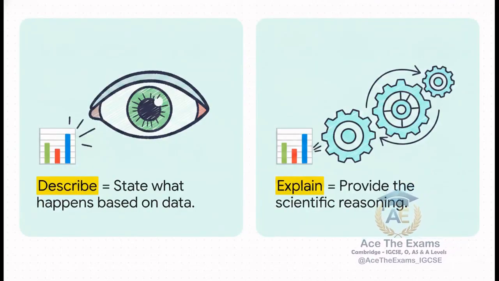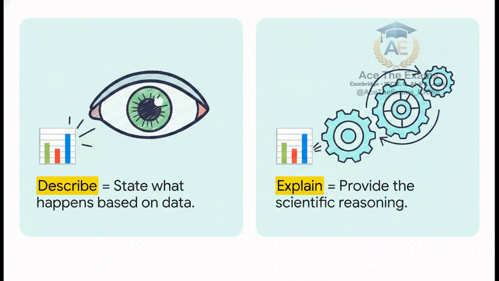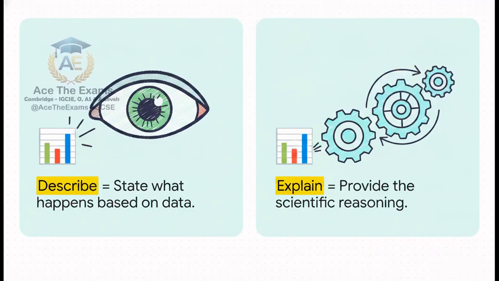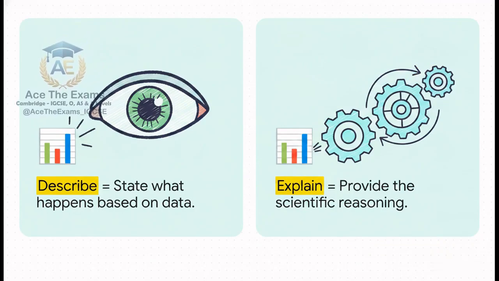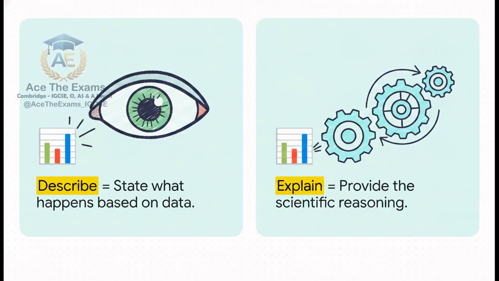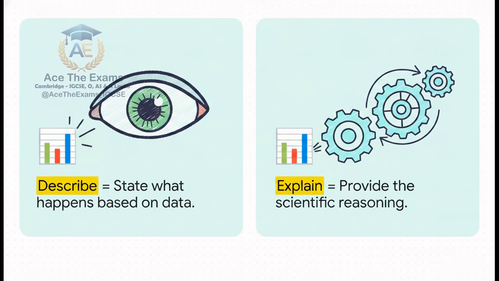If a question asks you to describe the graph, you only state what happens based on the data. You say, the line goes up and then curves. But if the command word is explain, and you just say the line curves, you get 0. Explain means you must provide the underlying scientific reasoning. You have to state that the limit of proportionality has been exceeded. Command word awareness dictates the exact structure of your answer. It's literally the single biggest factor in deciding whether you land in the bottom or the top mark band.